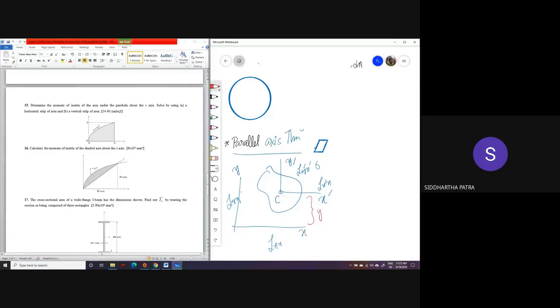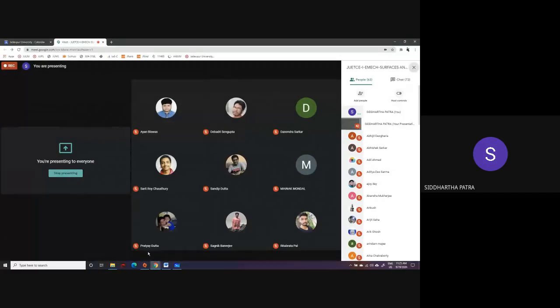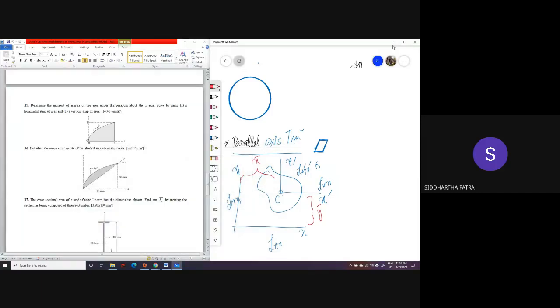So let's say this much is the y bar and this much is the x bar. And let's say this is the differential area. This is y prime, and this distance is x prime. Differential area, let it be dA. Okay. So we see that y is y prime plus y bar.